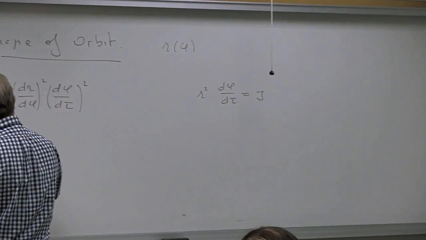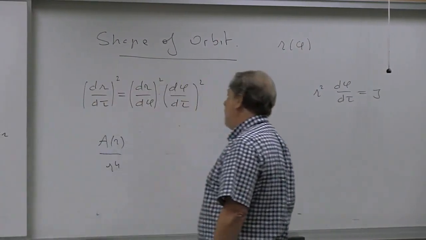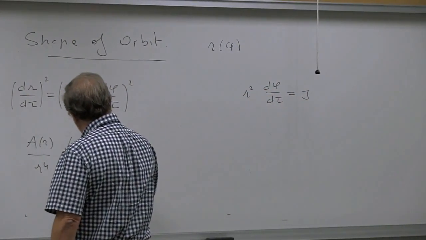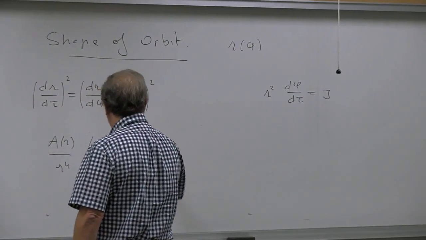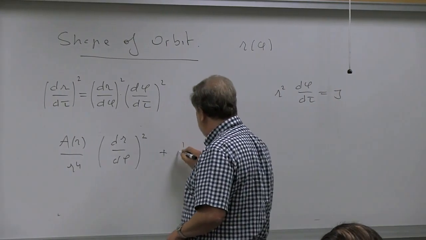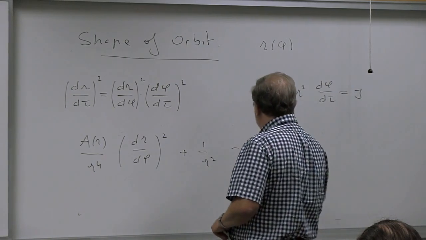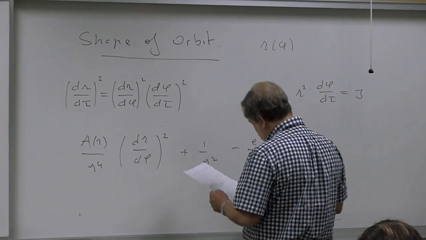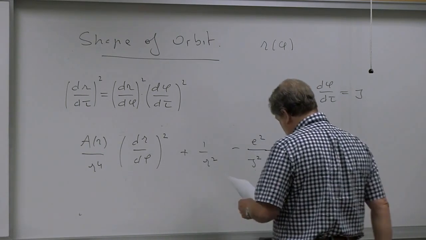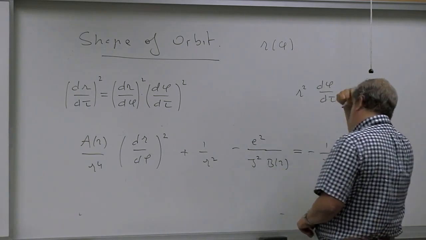So the equation for the orbit is that A(r), divided by r to the fourth, which is that factor over there, times (dr/dφ) squared, plus 1 over r squared, minus E squared divided by J squared B(r), is going to be equal, for massive particles, to minus 1 over J squared.